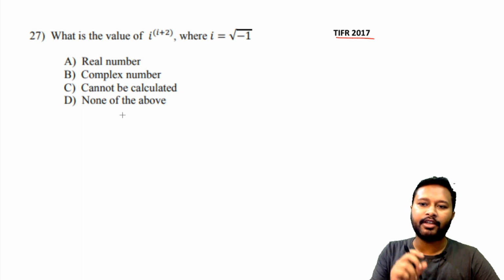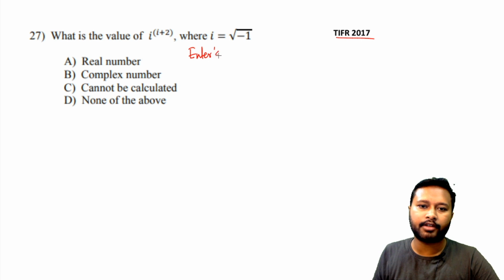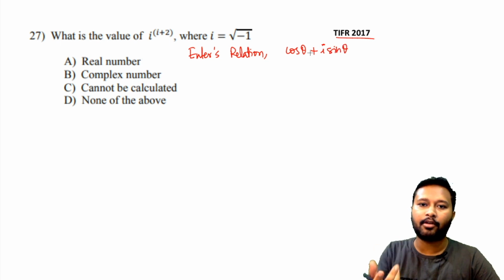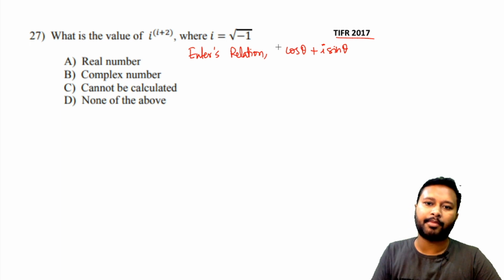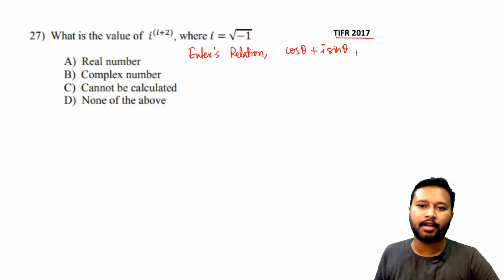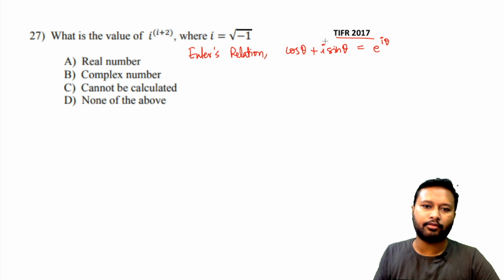So to solve this, we need the help of Euler's formula or Euler's relation. What is Euler's relation or Euler's formula? It says that if you have cos theta plus i sin theta, that's a complex number where cos theta is the real part and sin theta gives you the imaginary part. This can be written as e to the power i theta. That's what it is. We will use this particular thing to do it.